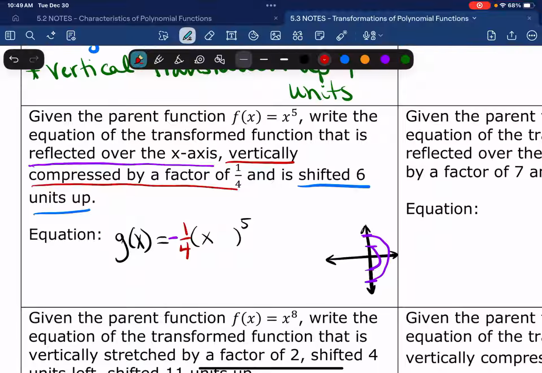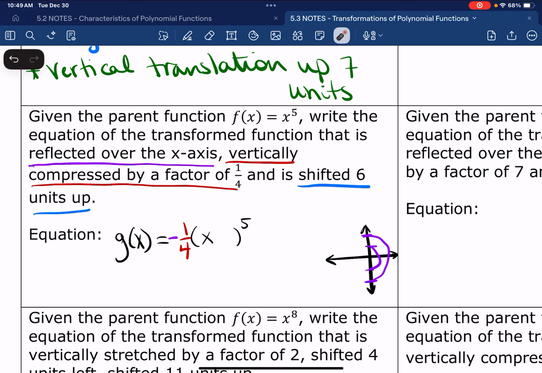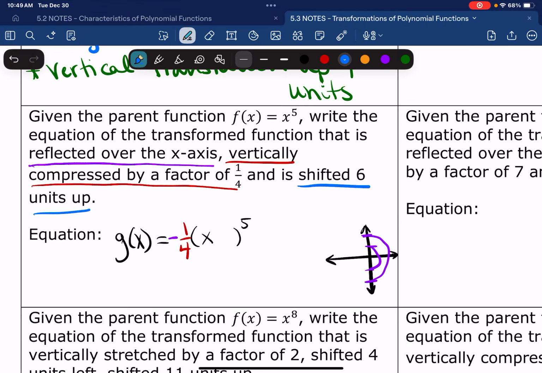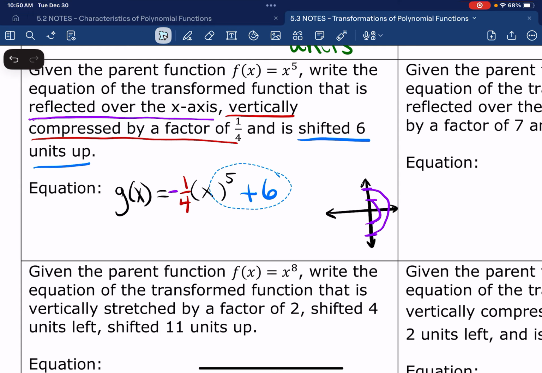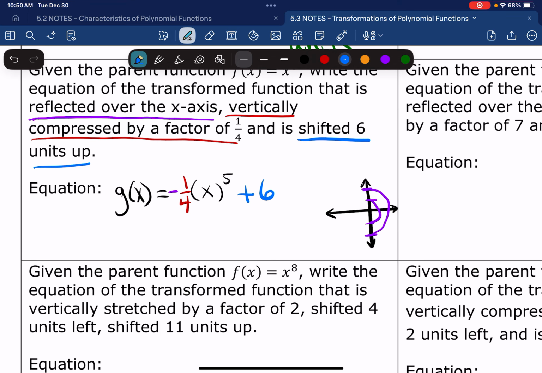And then shifted 6 units up. If I'm shifting 6 units up, again, the up is implying that we have a vertical shift or a vertical translation. So we're going to add 6 on the outside of our parentheses. Now, I didn't really need this gap here, but I put it there just in case we did. So I scoot that over. And just so you know, because there is nothing in parentheses with our x variable, another appropriate way of writing this equation would be g of x equals a negative 1/4 x to the 5th plus 6. Okay?